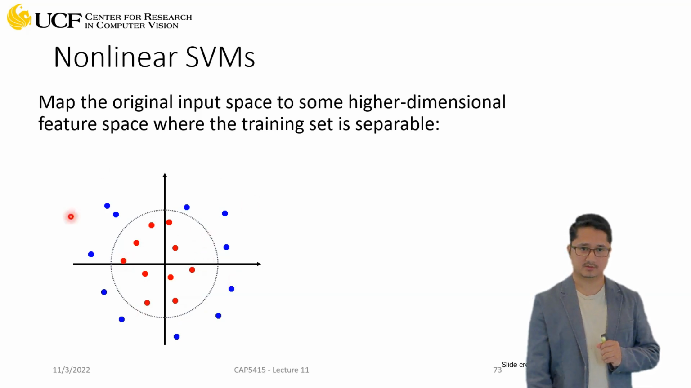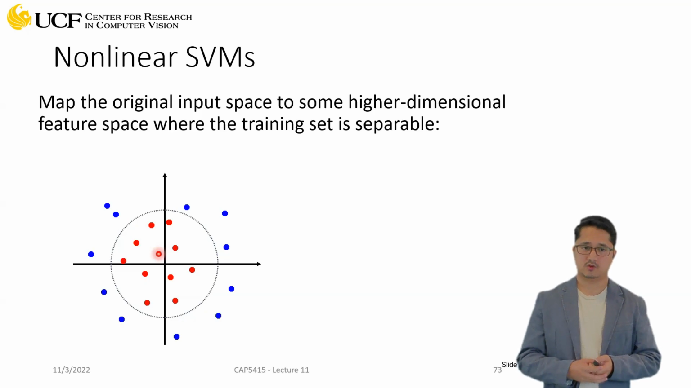Now look at this Euclidean space here. These are all the samples coming from the red class and the blue class, and you can clearly see that whatever linear boundary you try to draw, you cannot separate these two classes. But you can have a non-linear boundary. Let's say this circle, and this circle can very easily differentiate between blue and red.